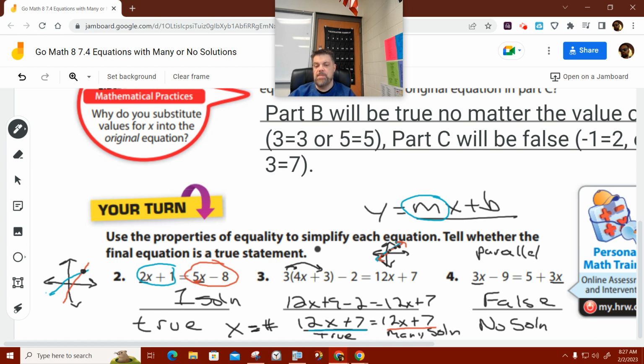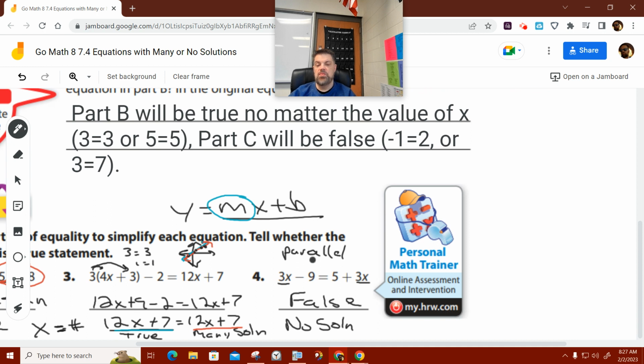But when you solve this one algebraically, you'll get like 3 equals 3 or 1 equals 1. Okay? But it'll have infinitely many solutions, because no matter what you plug in for x, this side will always equal this side. Okay?